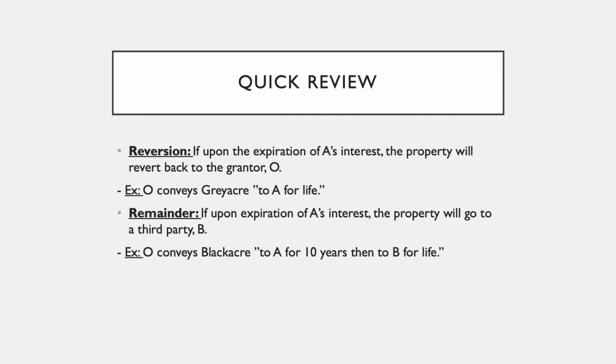So we get into remainder. Remainder means that upon expiration of A's interest, the property will go to a third party, B. An example of this is O conveys Blackacre to A for 10 years, then to B for life. So this means that the moment A's interest is over, when the 10 years is over, it will go to B. That'll be the third party who will take Blackacre the moment the 10 years are up.